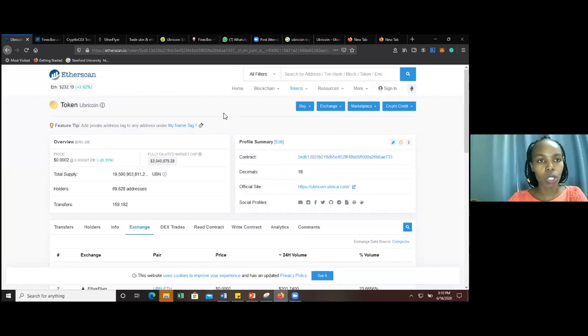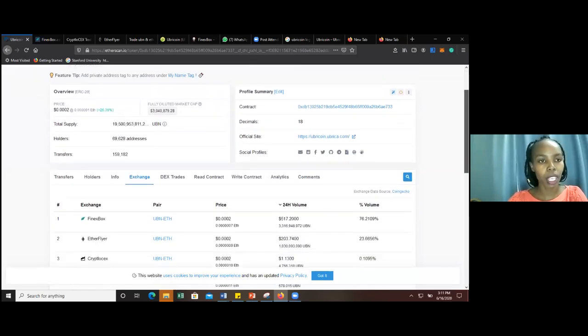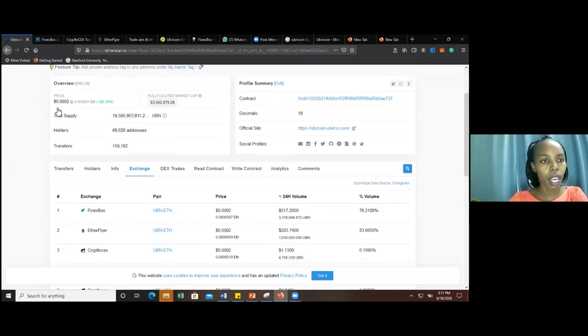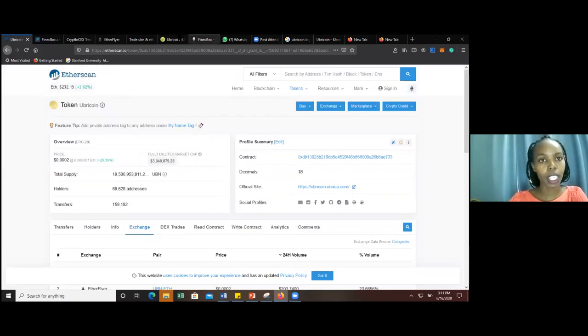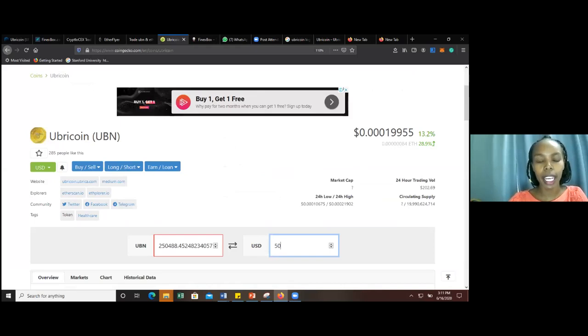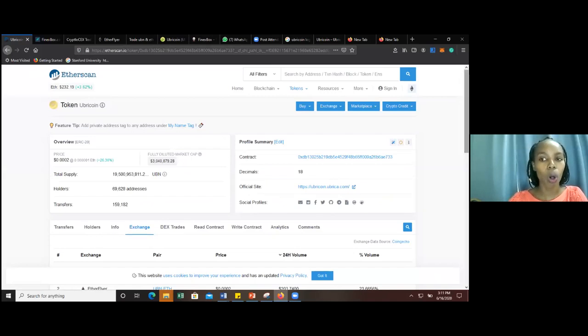So when you get to etherscan.io, you want to search Ubricoin on the search bar, then it is going to take you to this page where you can see the price of Ubricoin here as $0.0002, and we said that the difference in price between this website and the CoinGecko website is because CoinGecko takes the most active market, but etherscan.io takes an average of the prices in all the markets that Ubricoin has been listed on. So don't get confused. When you're working with etherscan.io, this is an average price from all the markets. When we are working with coingecko.com, that is a price from the most active market. So do not confuse it.